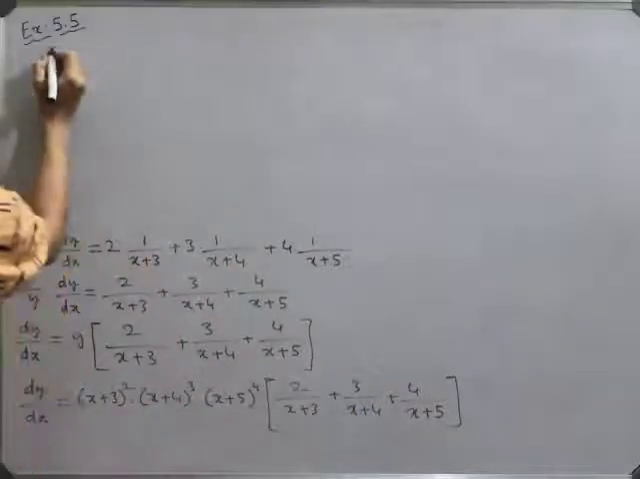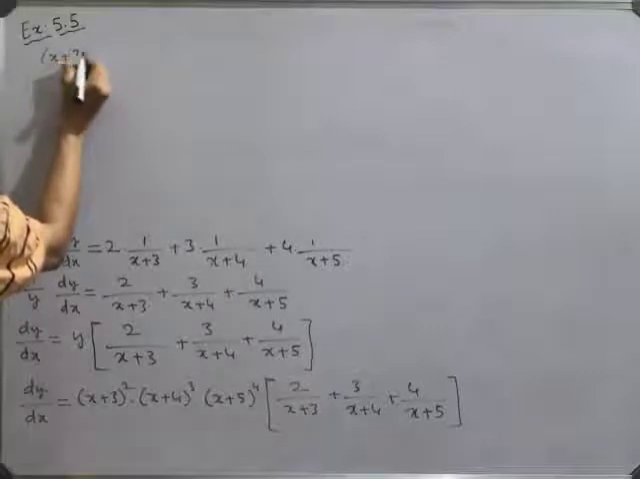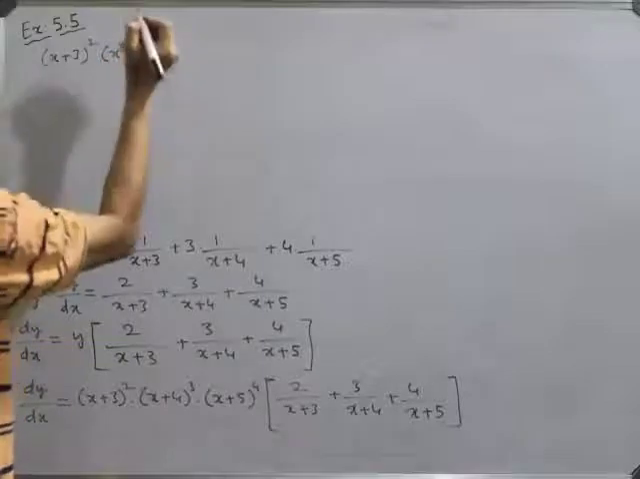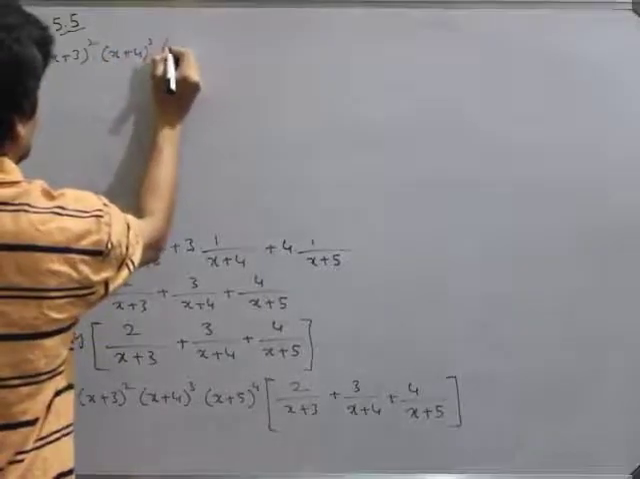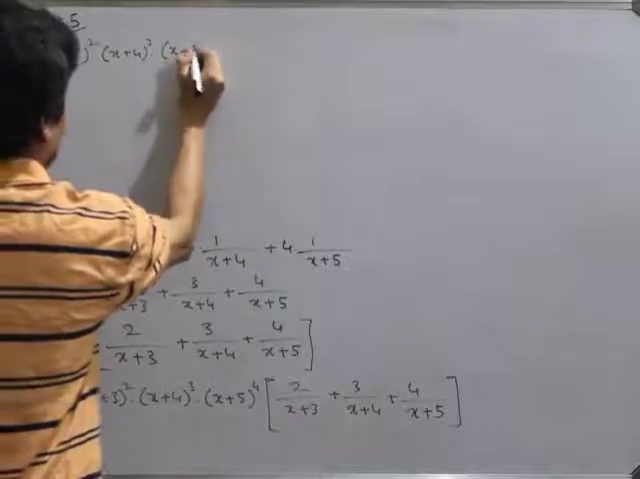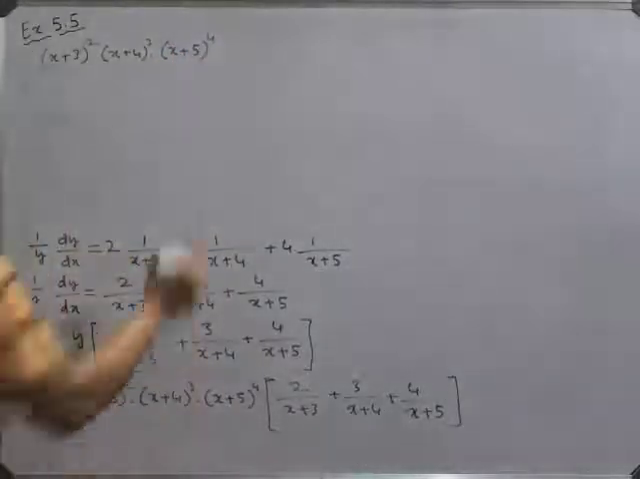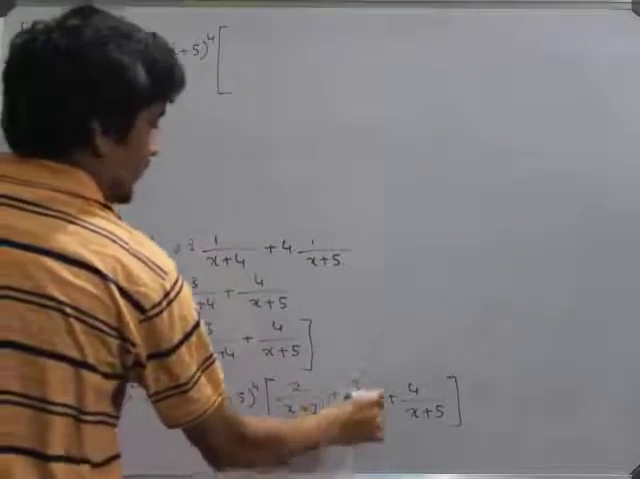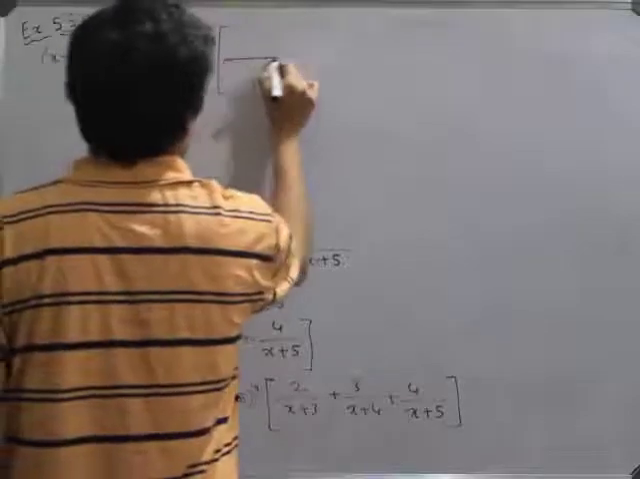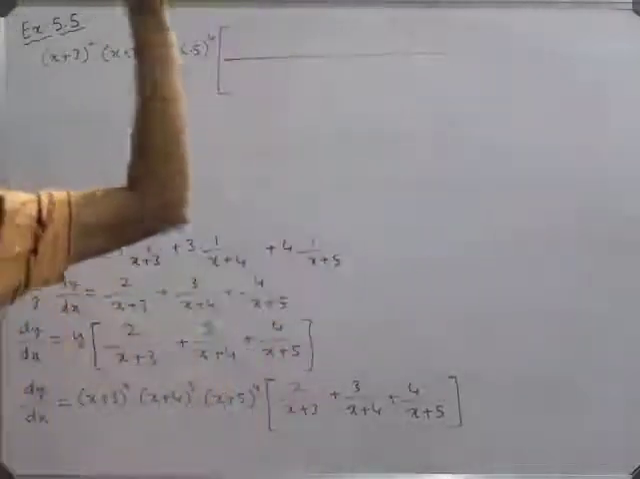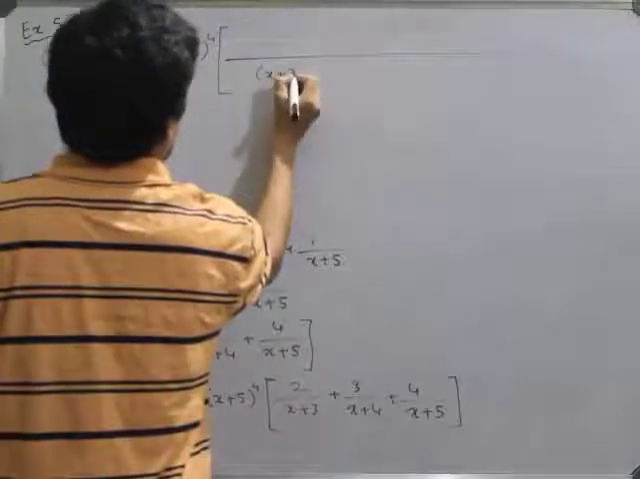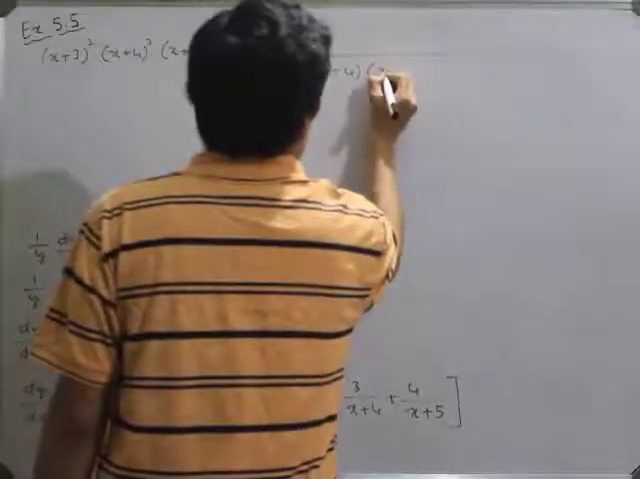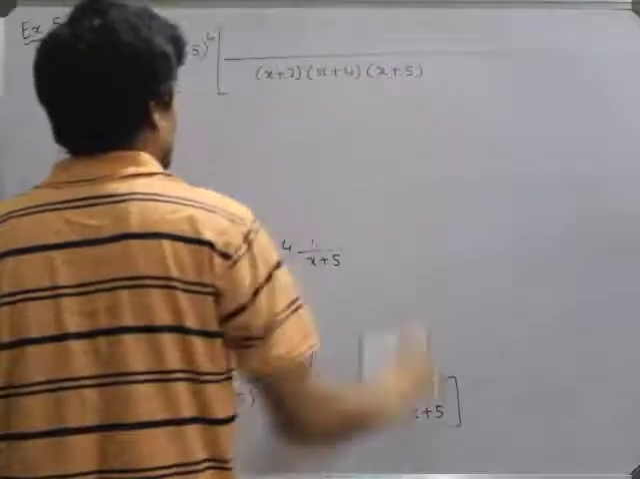Now these terms I will write as it is, (x+3)^2 into (x+4)^3 into (x+5)^4 into, here the LCM will be (x+3) into (x+4) into (x+5). So no need to think twice about it. It is definitely (x+3) into (x+4) into (x+5). This is the LCM.